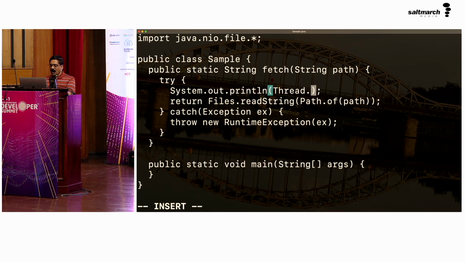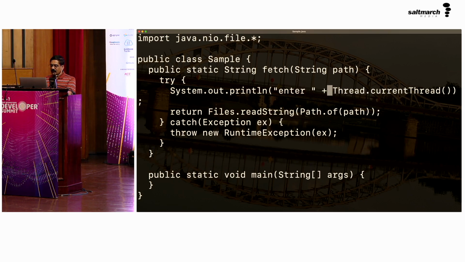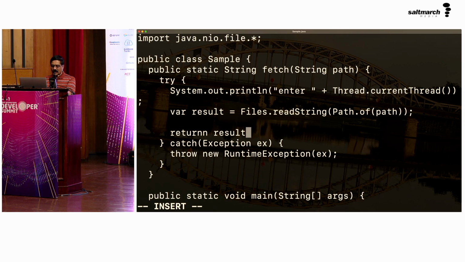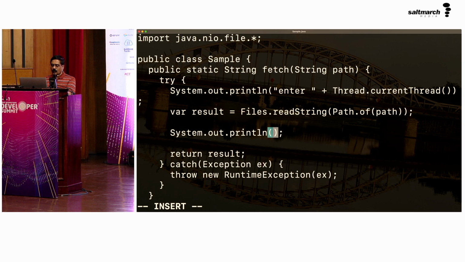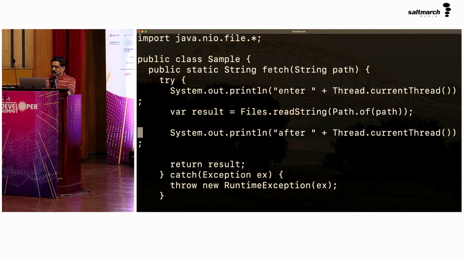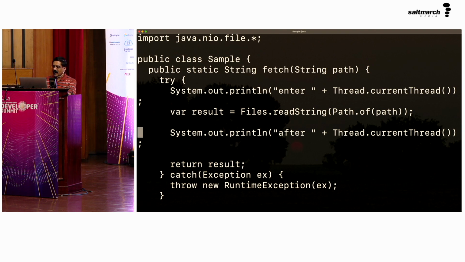So here, when you come in, I'm going to output Thread.currentThread. I want to display the thread information as you enter. So I say enter, and then I will print out that information. Similarly, I'm going to take this value, var result, and return the result in the end. Before I return it, I'm going to output after, and Thread.currentThread. We display the thread in here and the thread there as well.